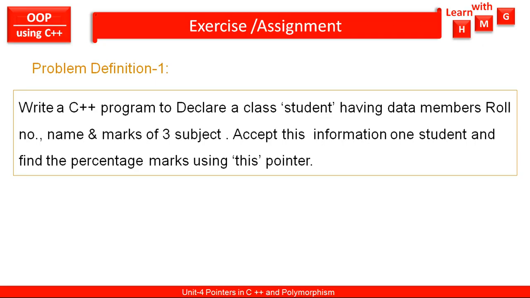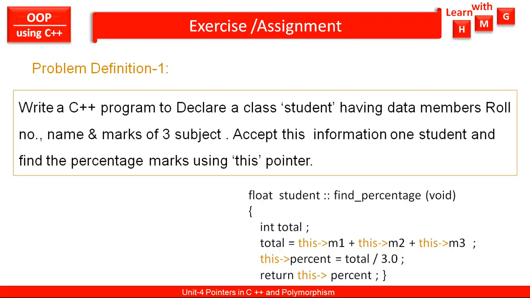Then accept this information of one student and find the percentage marks using this pointer. First of all accept the 3 subjects' marks, M1, M2, M3. Get the total of these 3 marks, that is total is equal to M1 plus M2 plus M3, and then find the percentage using this pointer. This is a hint for you: you have to write the member function findPercentage which does not accept any argument, and returns float type of percentage value.